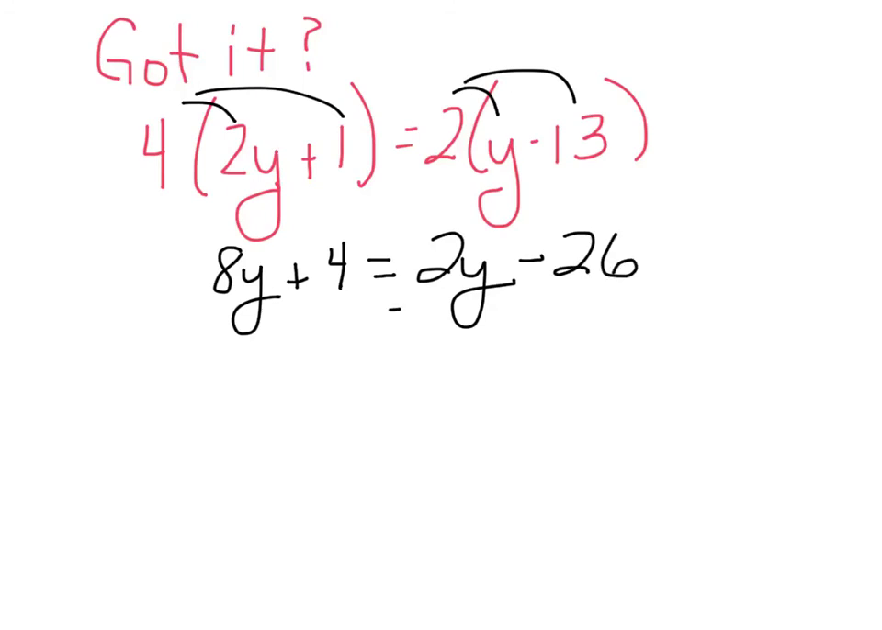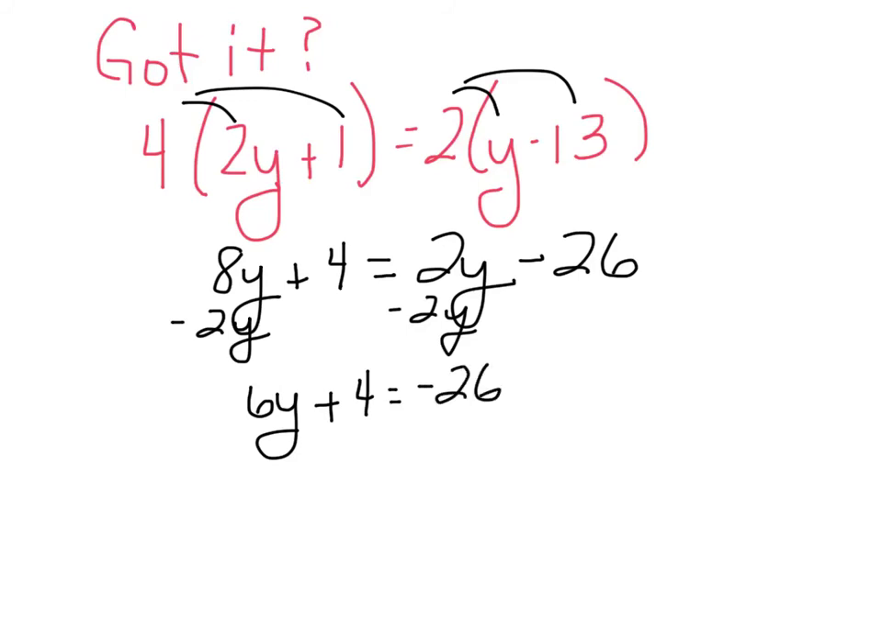Now I'm going to subtract 2y on both sides. That's going to give me 6y plus 4 equals, don't forget the negative, negative 26. I'm going to subtract 4, 6y equals, what's negative 26 minus 4? Negative 30. Divide both sides by 6, and you're going to get y equals negative 5.